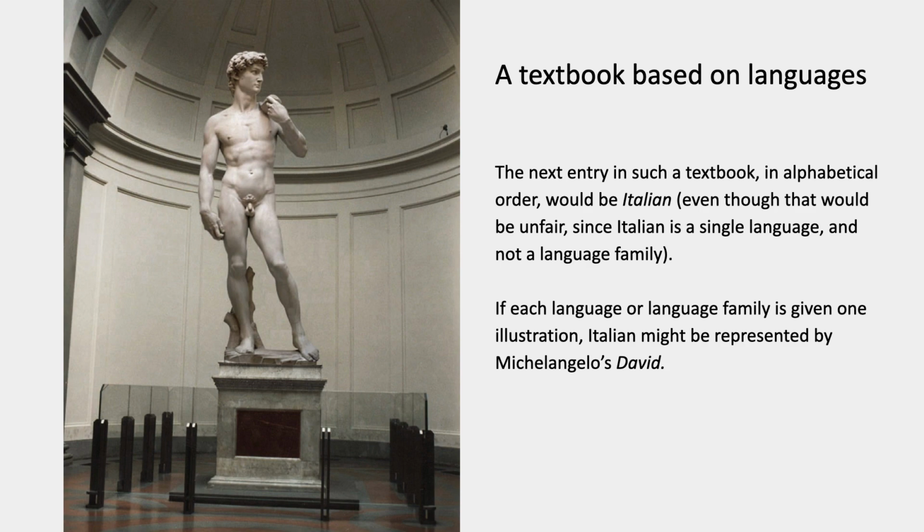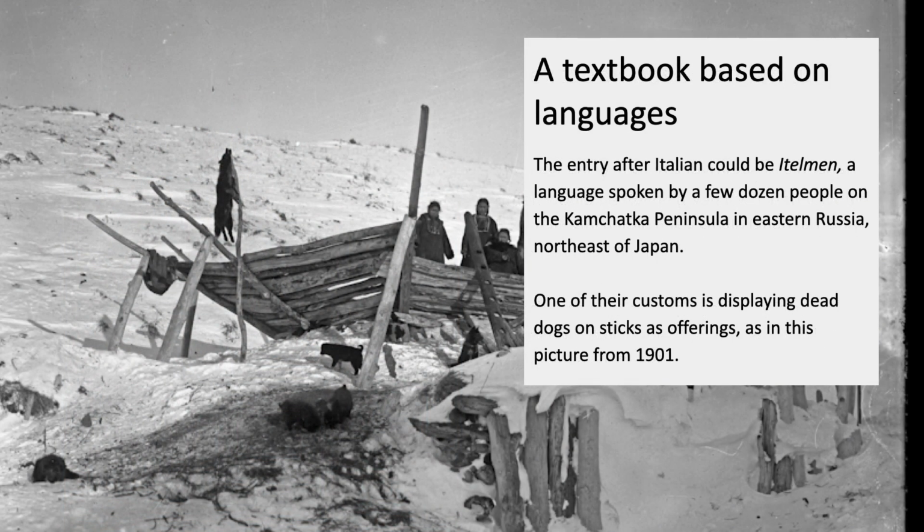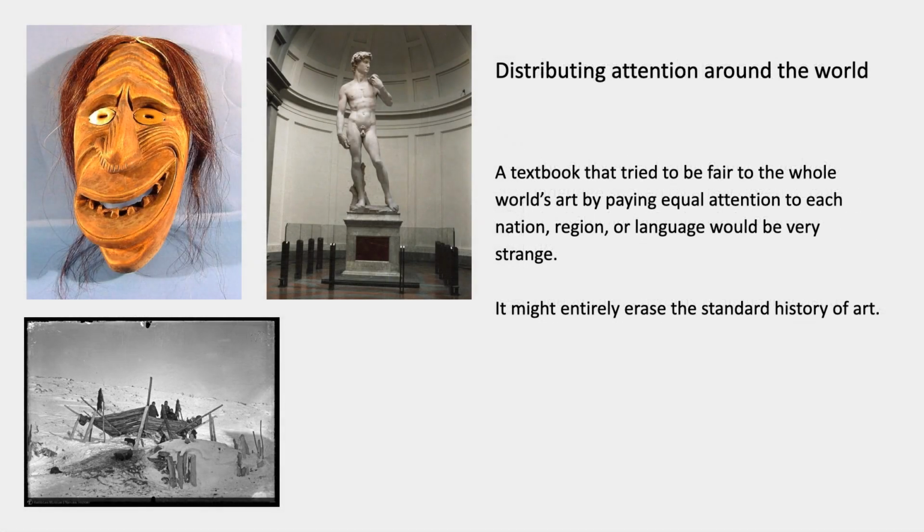And then after Italian, one of the choices for the language that comes next alphabetically would be Itelmen, which is a language that's spoken by just a few dozen people. It's a language that's almost extinct. It's spoken on the Kamchatka Peninsula in eastern Russia, northeast of Japan. And one of their customs is displaying dead dogs on sticks as offerings. It's a picture from 1901 that shows that. So you could do that after your section or your chapter on Italian art.